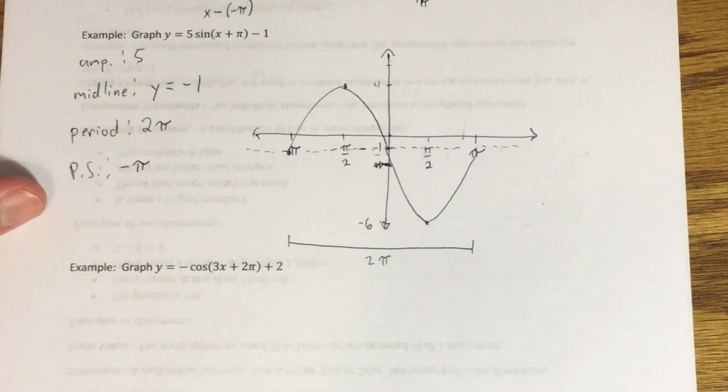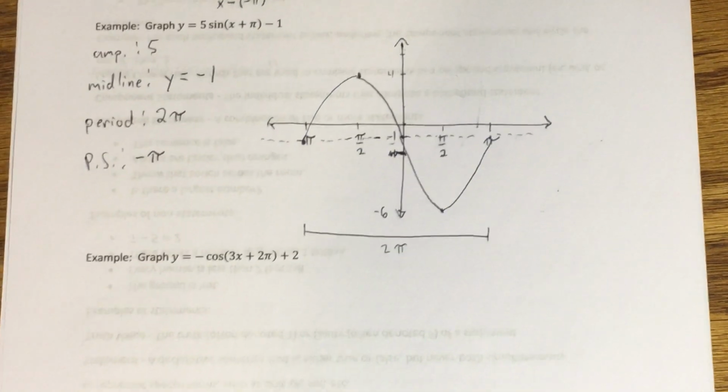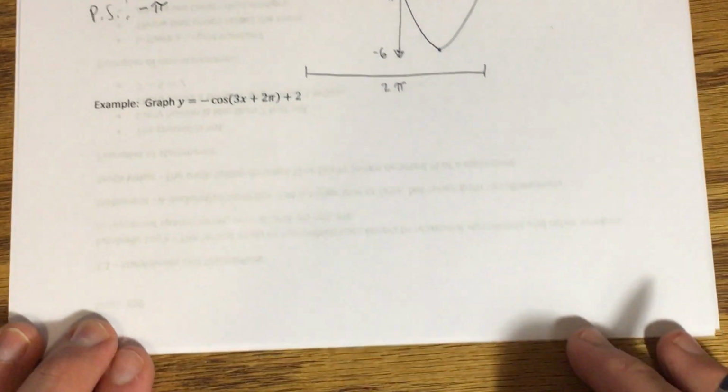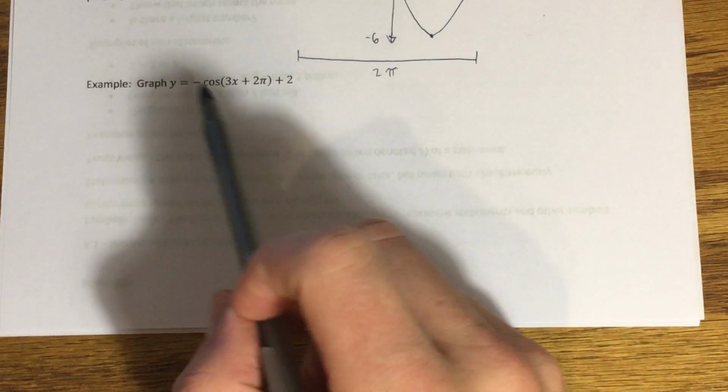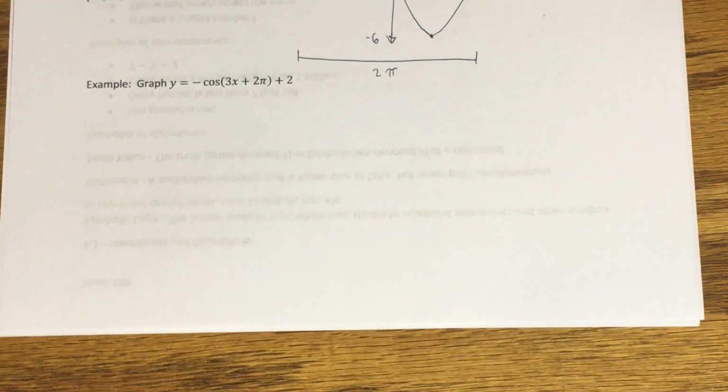Okay, that's our one cycle of that sinusoidal function. Not too bad, not too bad. Here's another one. We want to graph y equals negative cosine of 3x plus 2 pi, and then outside of that plus 2. Notice the negative here implies a reflection.